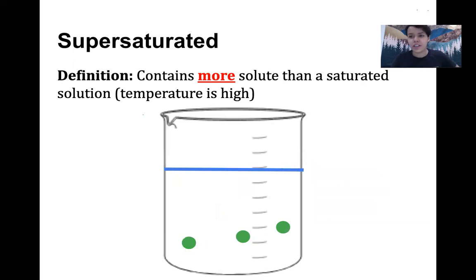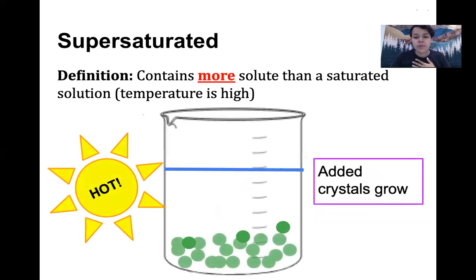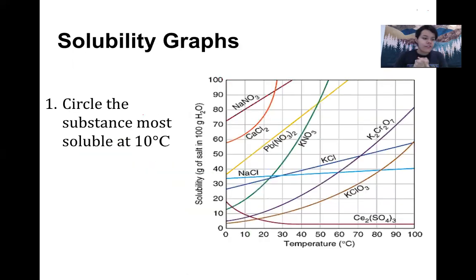Okay, so supersaturated contains more solute than a saturated solution. So like I said, you would have residue at the bottom, right? So, graphing. On your notes, you should have already filled this out, pretty much everything except this little square over here.